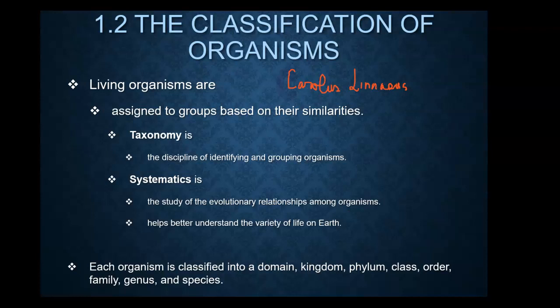So we know that each organism is classified into a domain, domain being the most inclusive of the organisms, and then species being the most exclusive. This category is going to be broad, and this one is going to be specific. So we have domain, kingdom, phylum, class, order, family, genus, and species. And we'll note later that they've added another category, which are going to be the super.